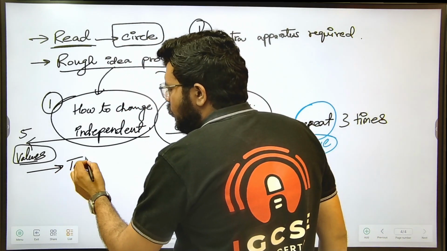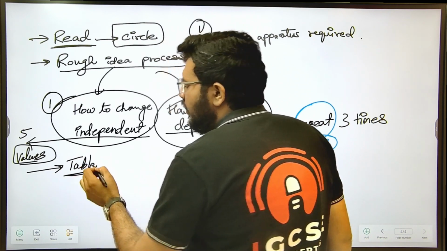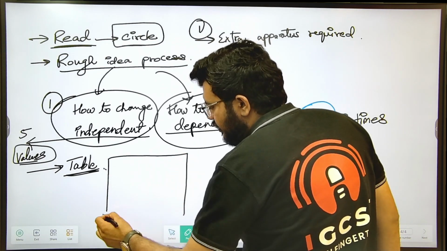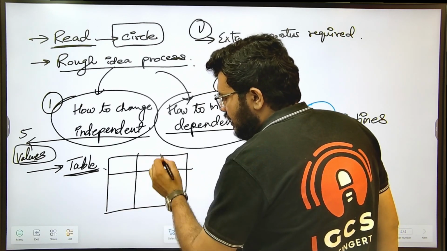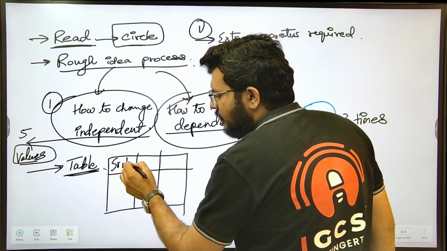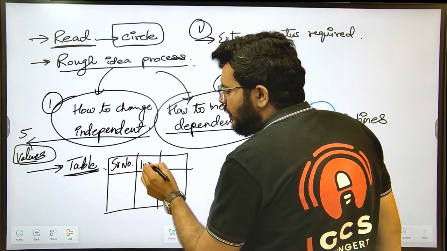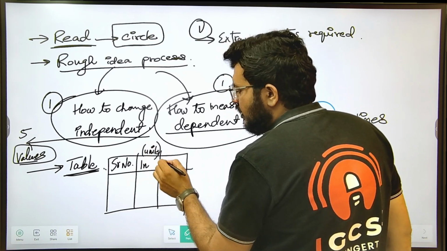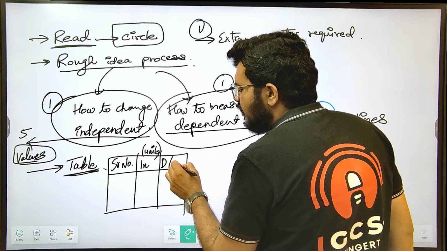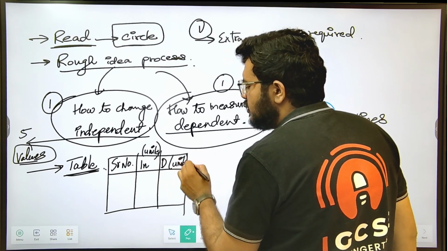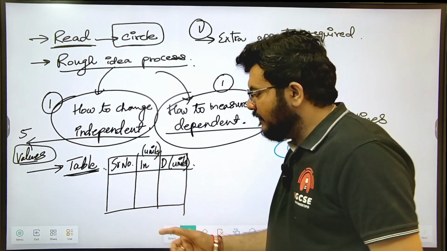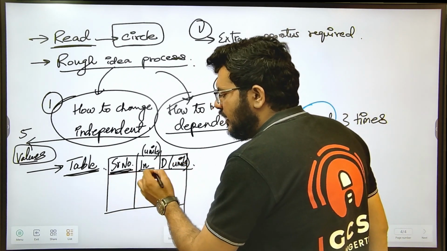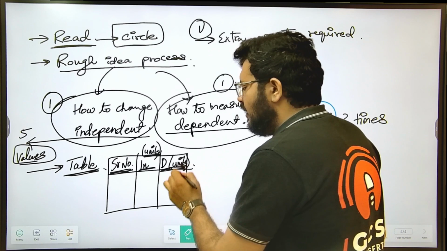Most of the time they ask you to make a table. How do you do that? Simple. Headings, right? One should be your SR number, one should be your independent variable with its units, inside the box only. Then the dependent variable with its units. You don't need to write anything else, just SR number, the independent with its units, and dependent with its units.